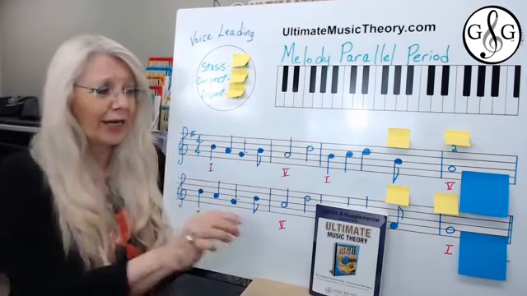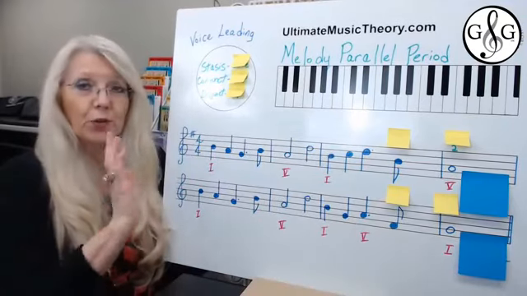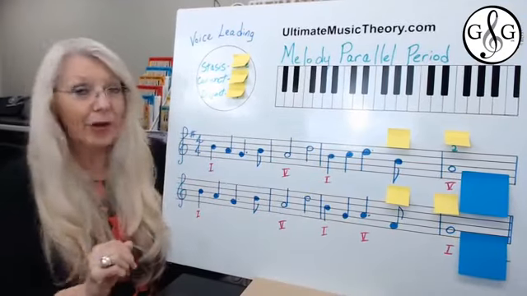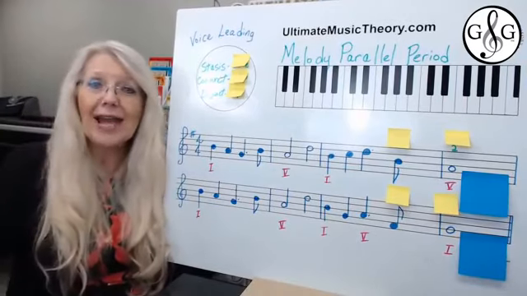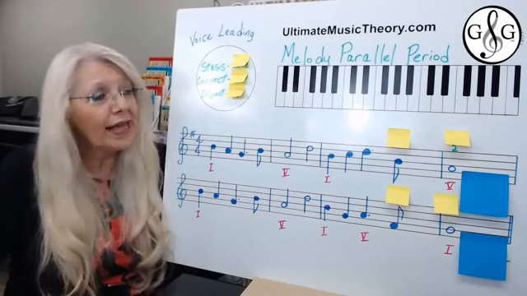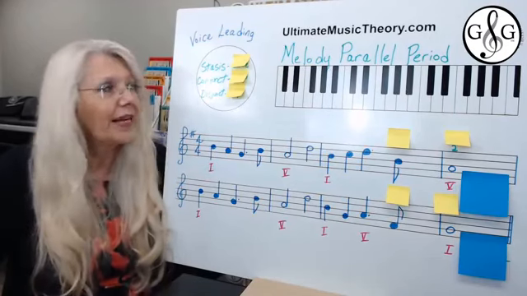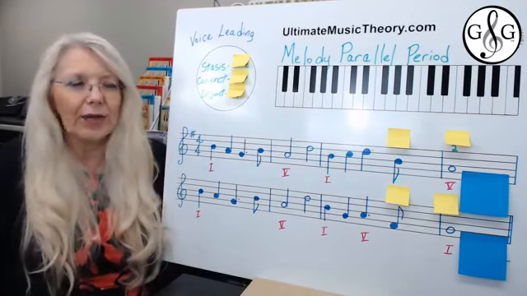So let's get started. So in our level 6 supplemental workbooks, we're learning to write this parallel period. So step 1 is to identify the cadences. So now let's see, we're going to start with first identifying the voice leading, right? So what is voice leading anyway?